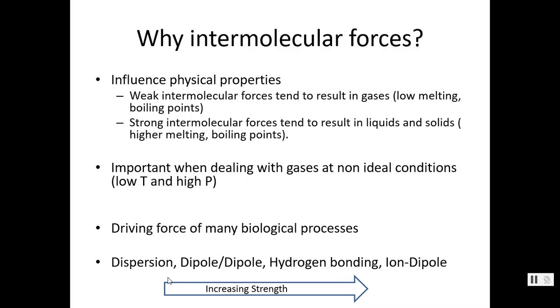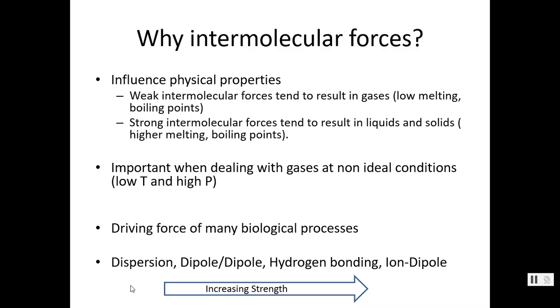So the weakest one is first. So dispersion is the weakest. It is weaker than dipole-dipole. Dipole-dipole being stronger than dispersion, but weaker than hydrogen bonding, and so forth. So the strongest intermolecular force we will talk about is ion dipole.